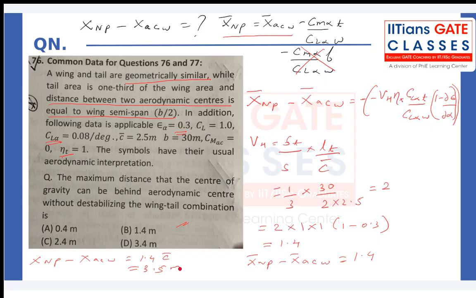Can you explain it? So the question is the maximum distance that the center of gravity can be behind the aerodynamic center. So what is the maximum distance that the center of gravity can go to till the aircraft is stable? If the center of gravity crosses the neutral point, the aircraft becomes unstable. So the neutral point is the maximum limit till which your CG can travel. Correct?